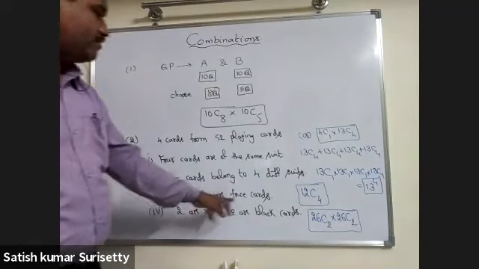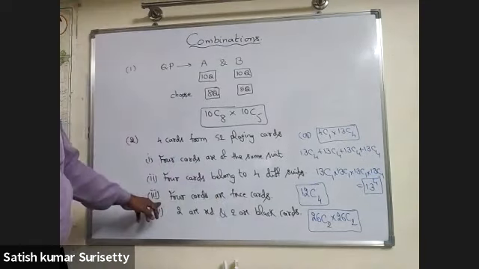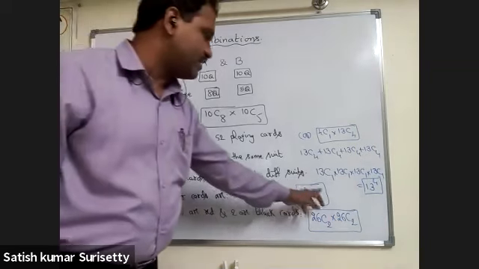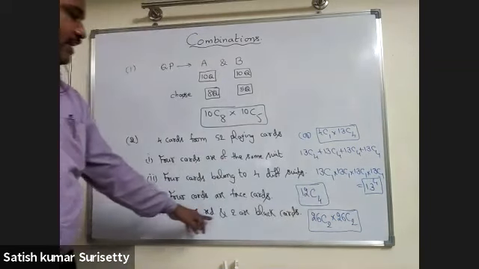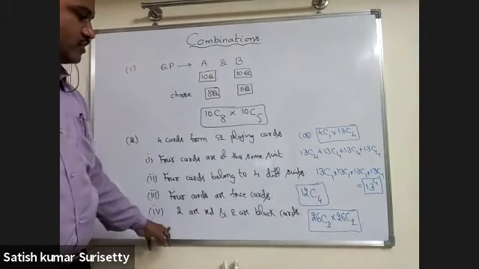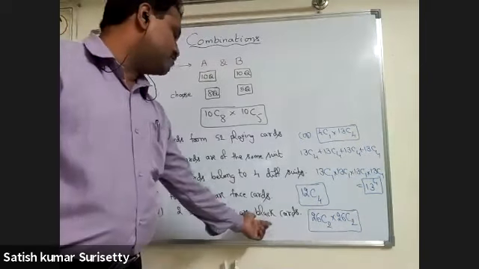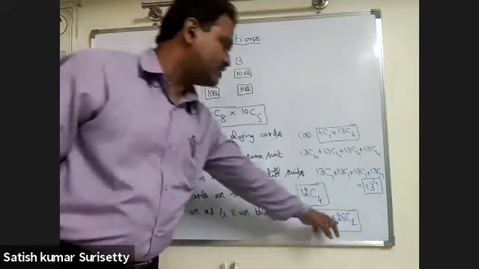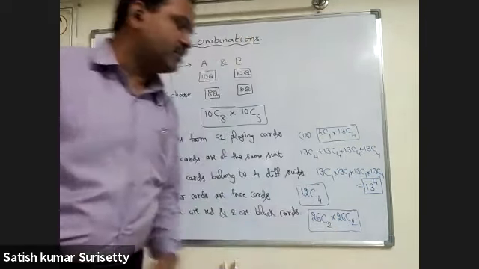4 cards are face cards. So there will be 12 face cards, and in that you have to choose 4. So 12C4. 2 are red and 2 are black cards. So 26 cards are red. You have to choose 2. So 26C2. And 26 black cards are there. You have to choose 2. That is 26C2. So 26C2 into 26C2.